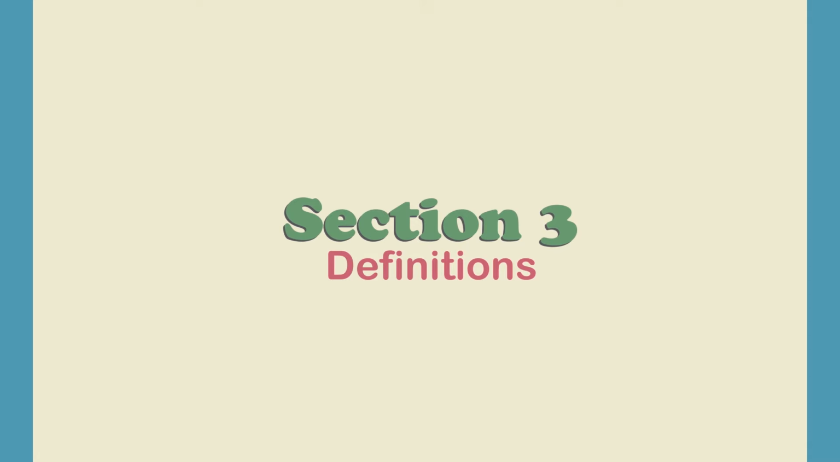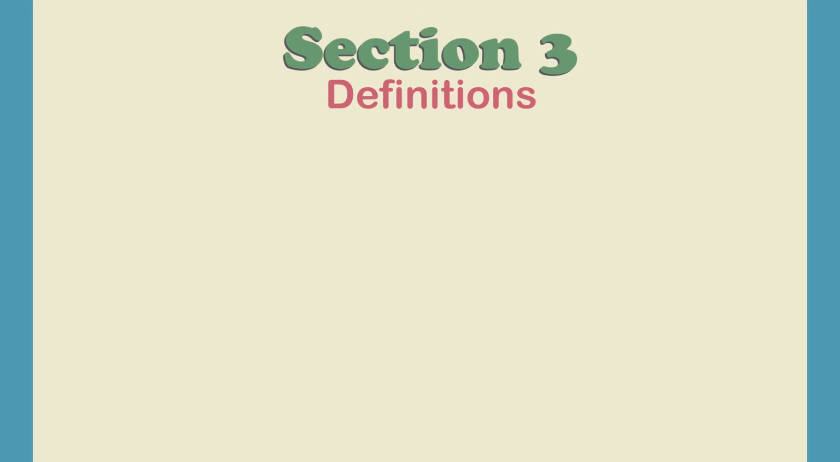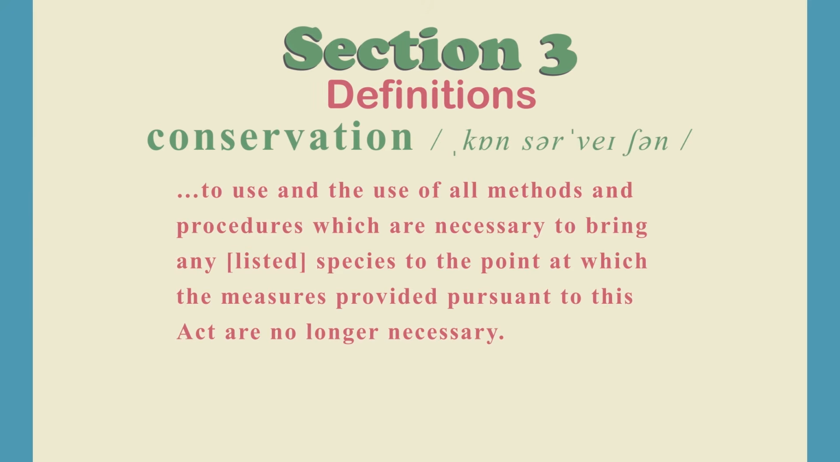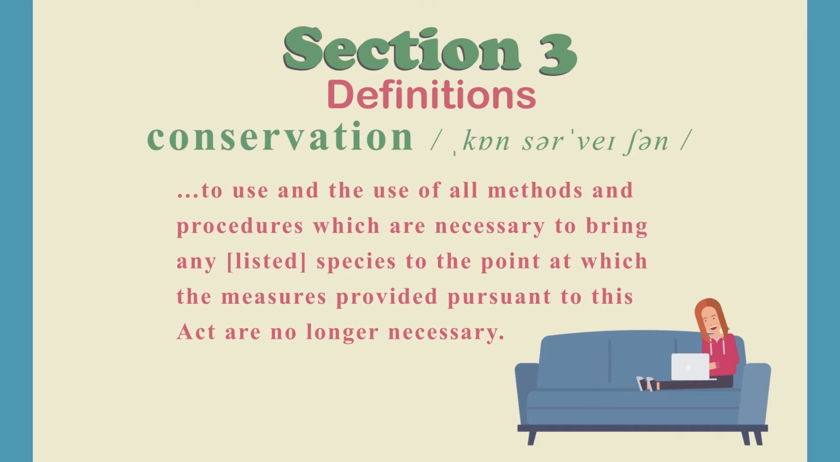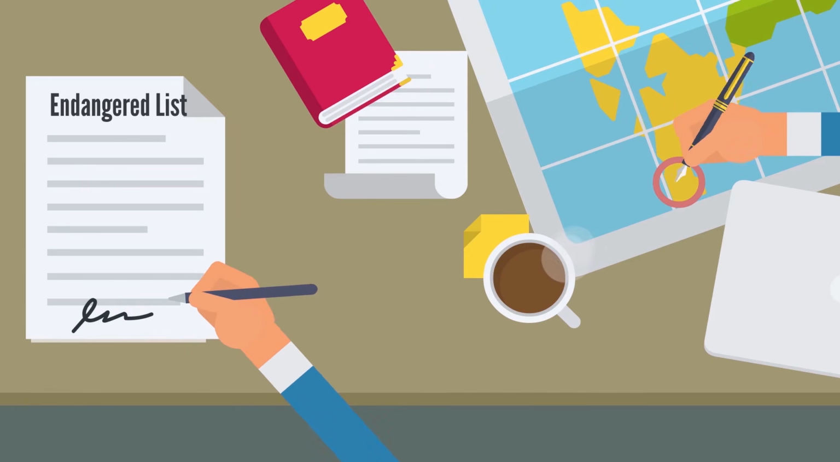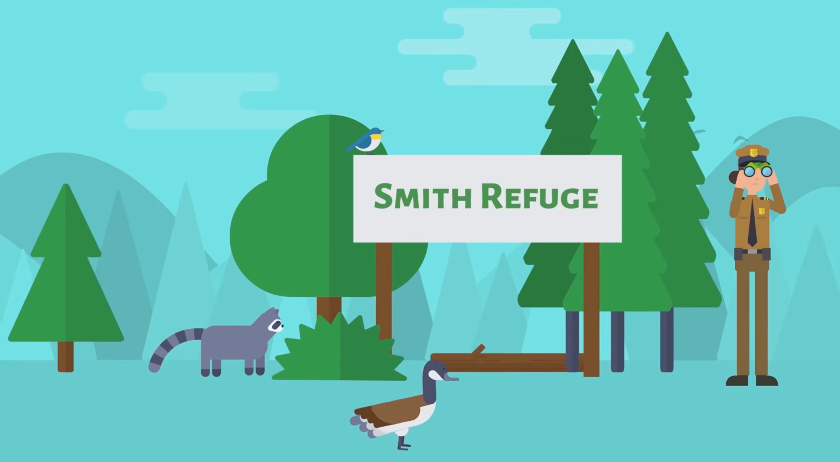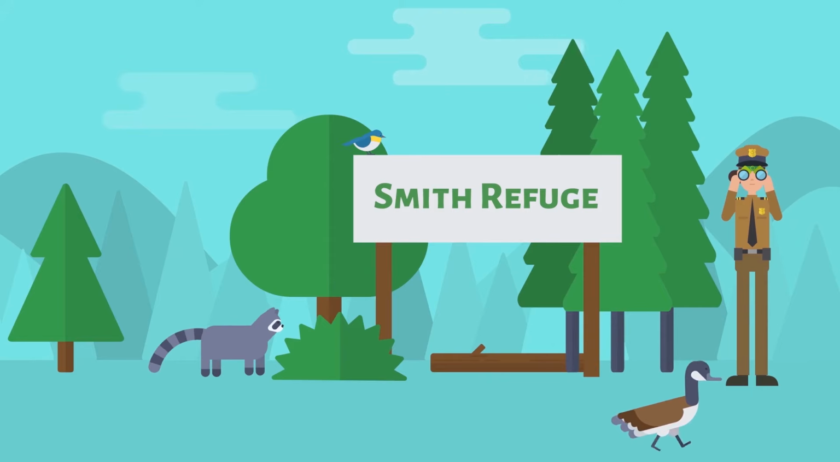Section 3 of the Act provides us with a set of definitions. For example, the ESA specifically defines conservation as to use and the use of all methods and procedures which are necessary to bring any listed species to the point at which the measures provided pursuant to this Act are no longer necessary. You may refer to Section 3 of the ESA to obtain definitions for other important terms, such as take. Section 4 of the Endangered Species Act covers listing, critical habitat designation, recovery, and monitoring. Basically the process by which species are added to or removed from the endangered species list.